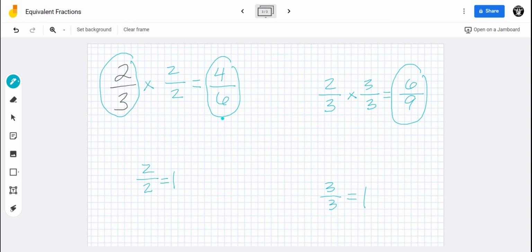So that is an introduction to equivalent fractions. I do hope you keep practicing, you keep learning math, and pay attention in class.